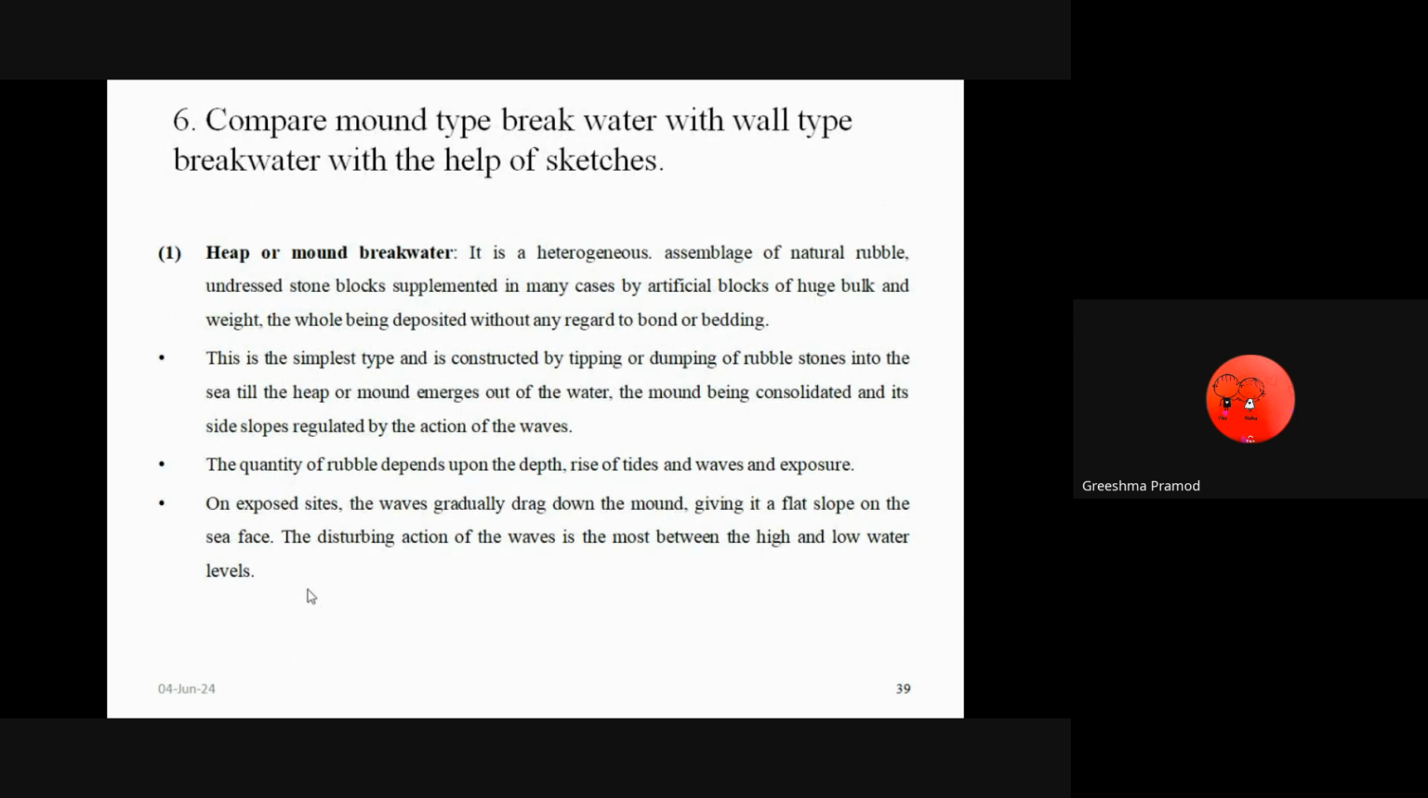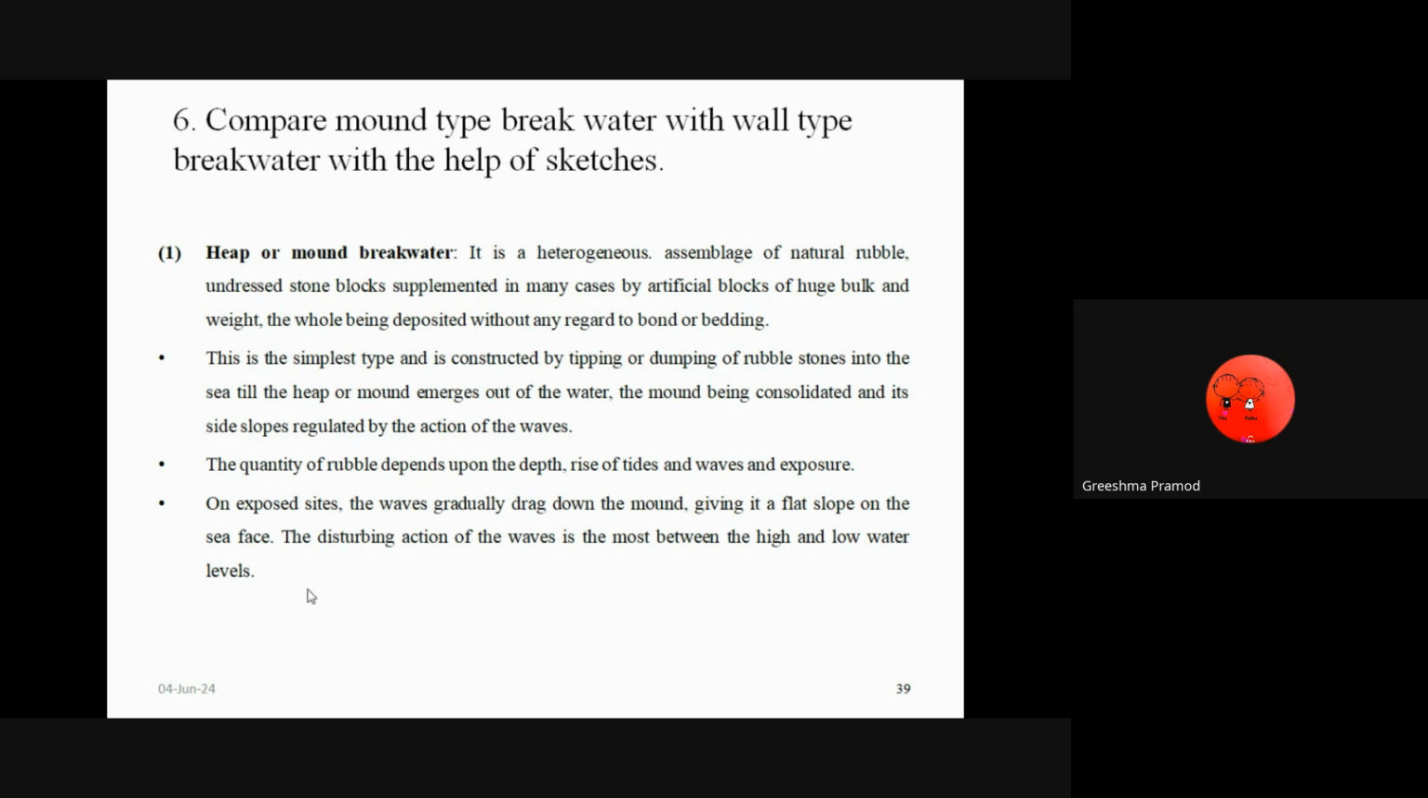Then compare mound type breakwater with wall type breakwater with the help of sketches. For a breakwater, what are the necessity and the functions of a breakwater? It protects the water from the waves that disrupt or interrupt the activities in the water during high tides. Also, it reduces the wave energy and reduces sediment deposits. Then the reflected wave energy is destroyed and transmitted depending on the characteristics of the incoming waves.